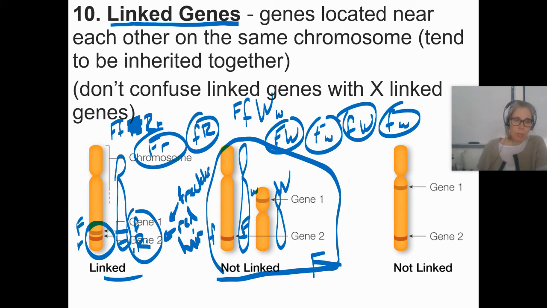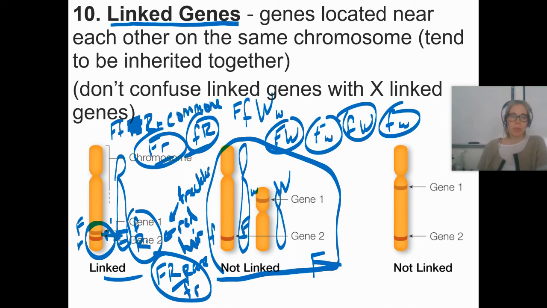The only time you get a big F and a big R, or a little f and a little r, in this particular case, the one I drew out, is if you had some kind of recombination, a crossover right in between, right here. So these are going to be rare gametes, whereas these are going to be common gametes.